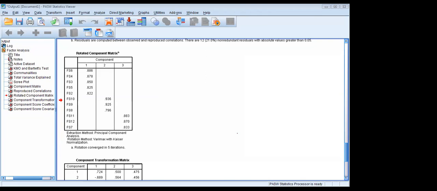How many well-beings are there? Tell me. Sir, in mine, I had four well-beings: environmental, social, financial, and intellectual. You got four factors, right? Yes, sir. So it went wrongly? Which variable went where? The two statements I had given were supposed to go to the environmental well-being. It went to social well-being. That means it went to the second component, right? Yes, sir.